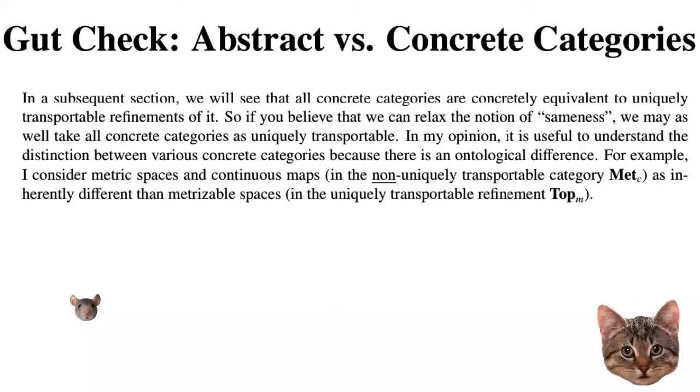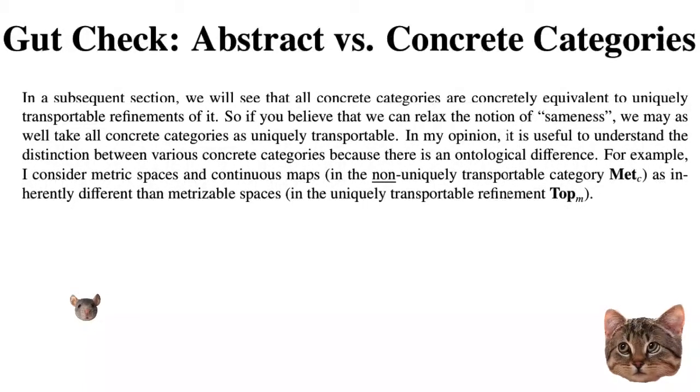In a subsequent section, we will see that all concrete categories are concretely equivalent to a uniquely transportable refinement of it. So if you believe that we can relax the notion of sameness to just equivalence, we may as well just take all concrete categories as uniquely transportable, since that is the most desirable property of a concrete category.